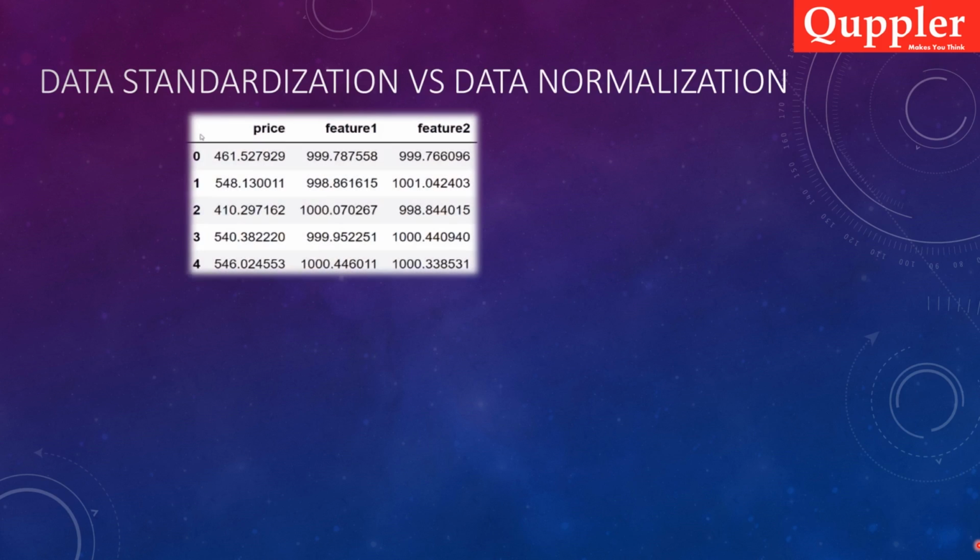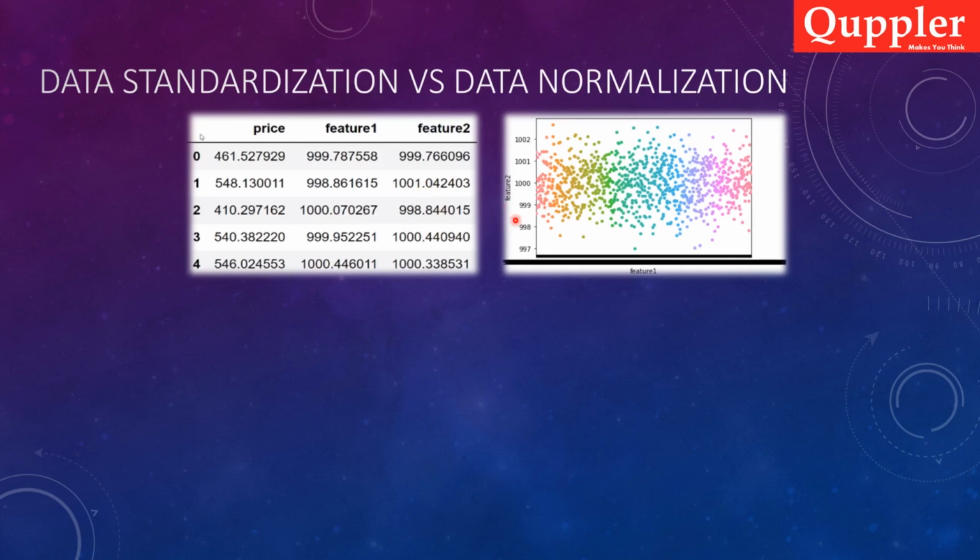Let's say I have a data set with 3 columns: the price, feature 1 and feature 2. The price is my dependent variable, which I need to predict, and feature 1 and feature 2 are my independent variables. For these 5 given data points, feature 1 lies in the range of 999 to 1000, whereas feature 2 lies in the range of 999.844 something to 1001. If I plot this in a diagram, it will look exactly like this.